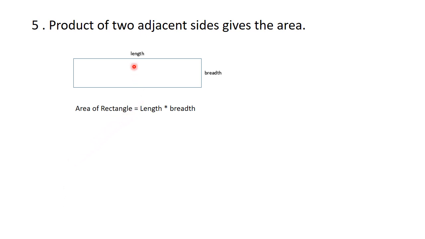And the last property is the product of two adjacent sides gives the area. Product means multiply. Adjacent means near to, next to, nearby. Gives the area. Area means the space inside the shape. Okay, this is a rectangle. Inside the shape is called area.